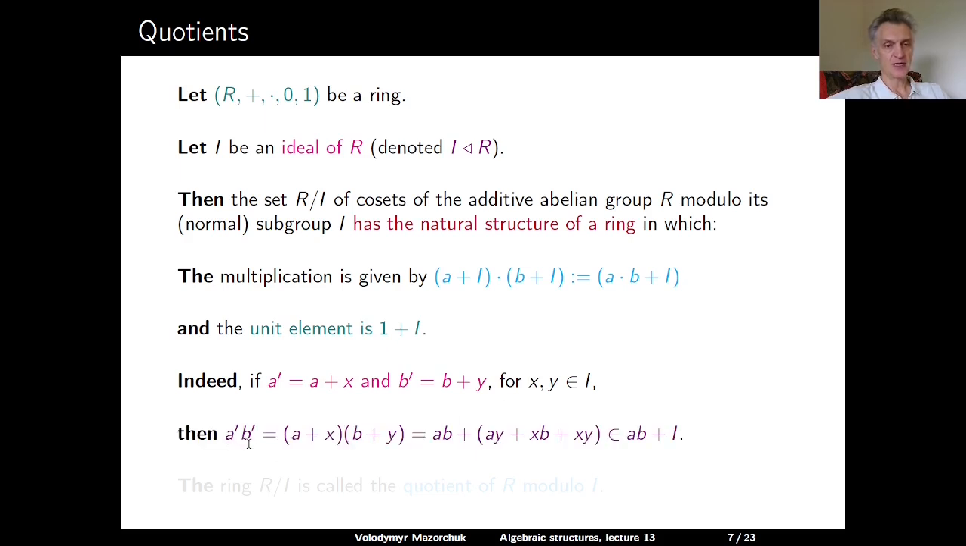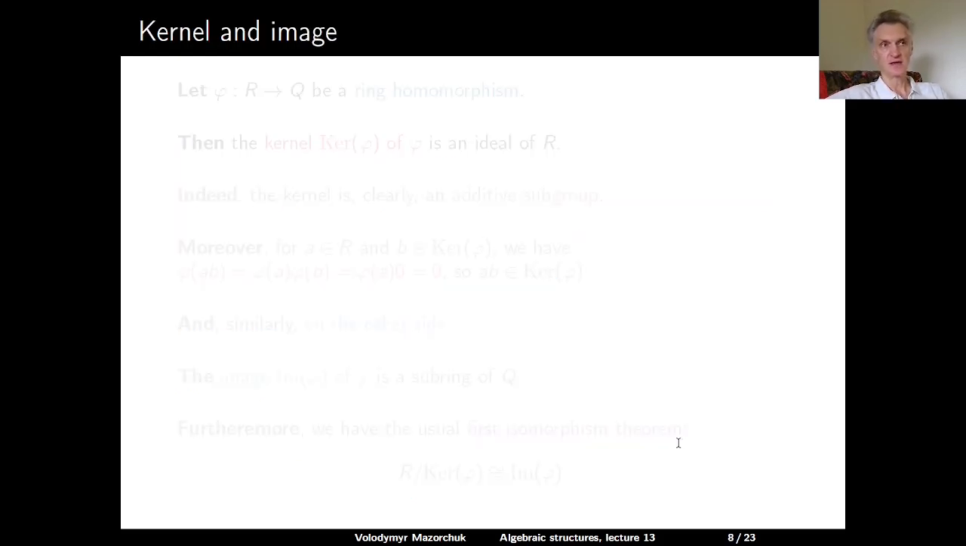Then the product of A prime and B prime is equal to (A plus X) times (B plus Y). If we open the brackets, which is allowed due to distributivity, we will get AB plus AY plus XB plus XY. But since I is an ideal, AY plus XB plus XY belongs to I, so that's an element in AB plus I. So this proves that our multiplication is well defined, and then all axioms of a ring are obviously satisfied. So this quotient is called the quotient of R modulo I. Now we can just take the usual notions of kernel and image from group theory and define them in the theory of rings.